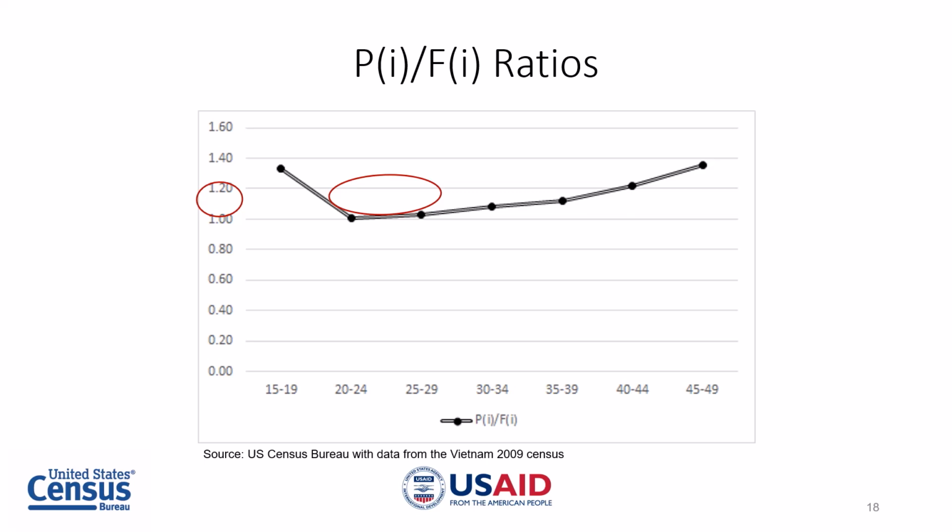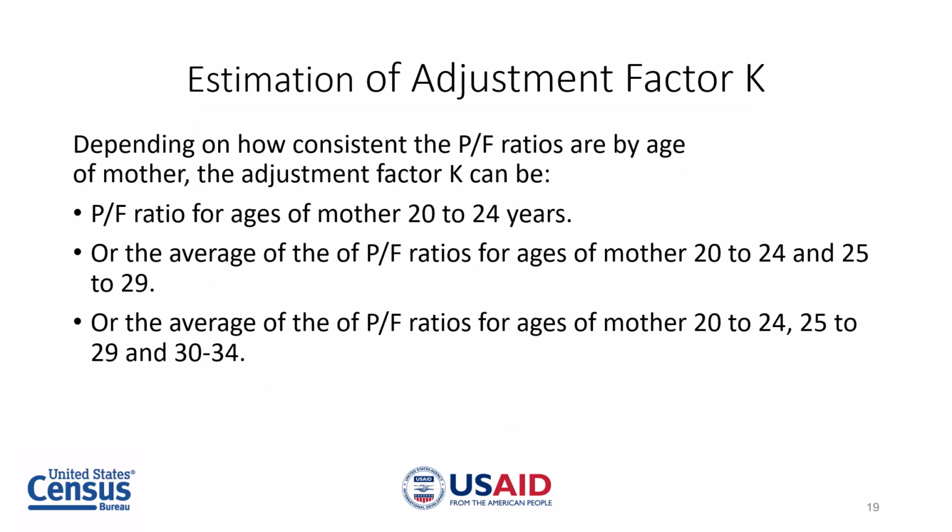The PF ratios in this example increase with age, showing that the difference between average parity and lifetime fertility equivalents increases with age when fertility change over time is not considered. The selection of PF ratios by age of mother depends on their consistency. The adjustment factor K can be estimated as the PF ratio for ages of mother 20 to 24, or the average of the PF ratios for ages of mother 20 to 24 and 25 to 29, or the average of the PF ratios for ages of mother 20 to 24, 25 to 29, and 30 to 34.